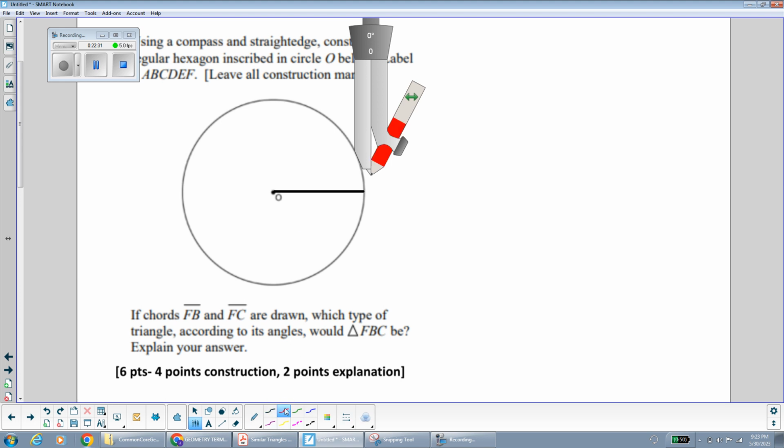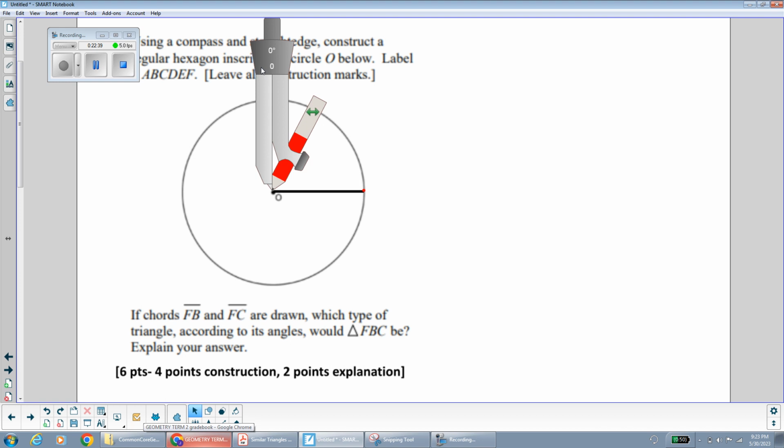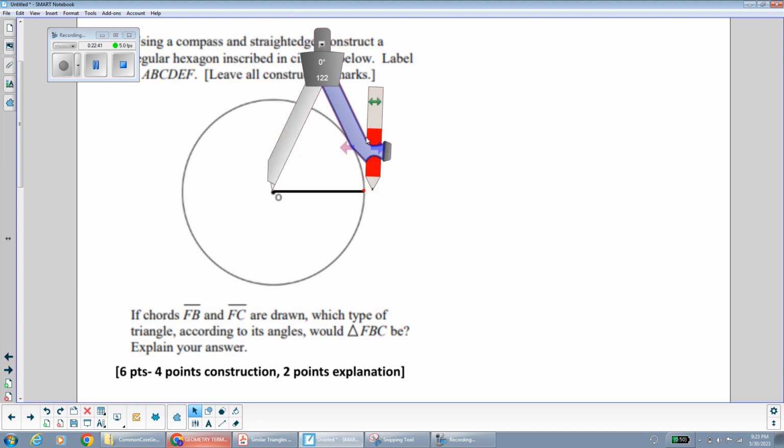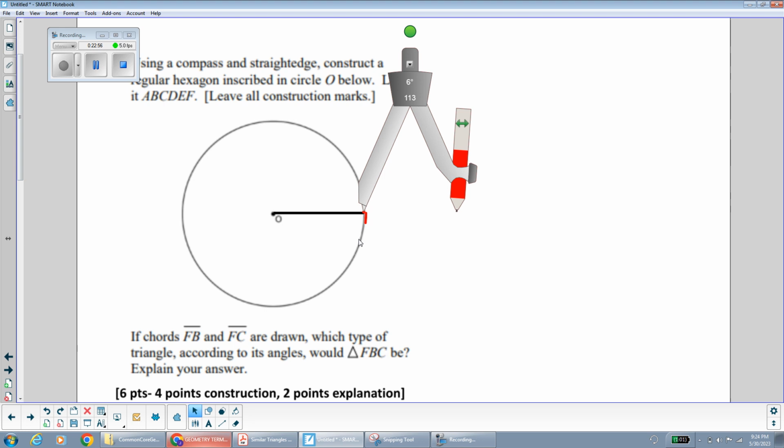I'm going to pick a point on the circle. So I just picked this point. And I'm going to measure the distance from the center of the circle to this point. I'm going to measure, make an arc to show I measured. I'm going to go over to the point.